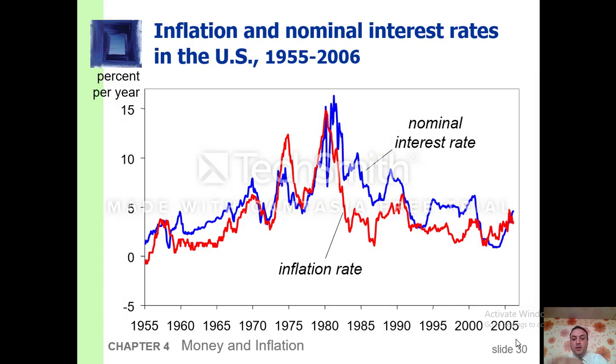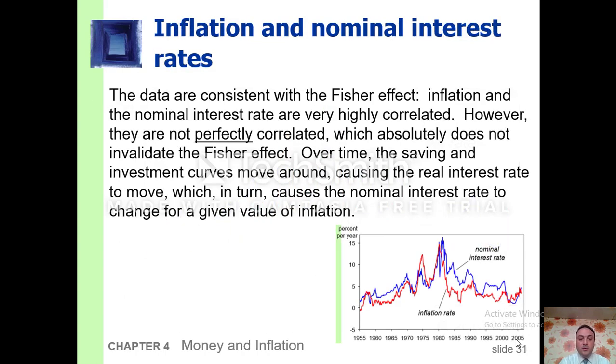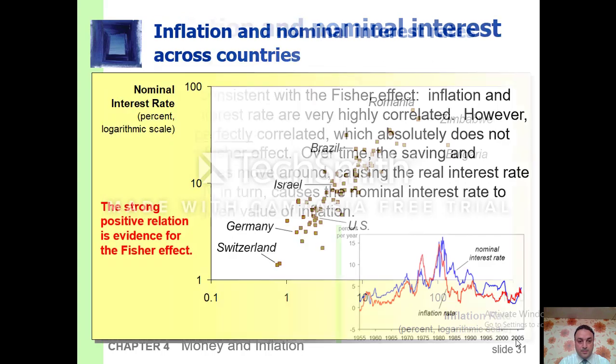As we can see here, the changes in the nominal interest rate and the inflation rate are together, as the data are consistent with the Fisher effect, as we see in this chart. The inflation and the nominal interest rate are very highly correlated. However, they are not perfectly correlated, which absolutely doesn't invalidate the Fisher effect. Over time, the saving and the investment curves move around, causing the real interest rate to move, which in turn causes the nominal interest rate to change for a given value of inflation.